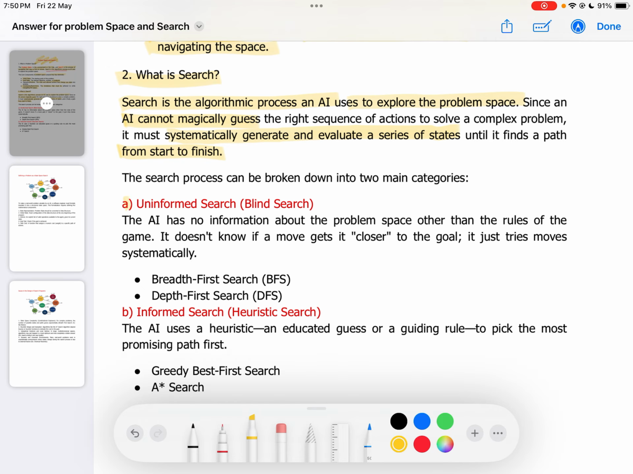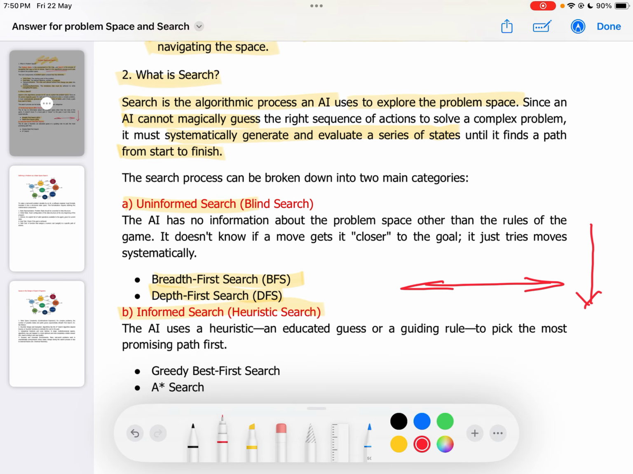Two types are there. One is uninformed search, which is a blind search. Second is informed search or heuristic search. There are two types in uninformed search: breadth first and depth first. Breadth first is nothing but it'll start searching in a horizontal way. Depth first will start searching vertically. This is BFS and DFS.